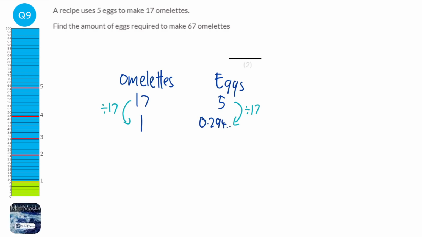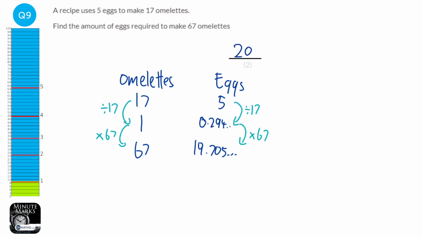Next we want to see how many for 67 omelettes. To get to 67 from 1, we times by 67, so we do that to the amount of eggs, and we get 19.705 and so on. Now you can't get 0.705 of an egg. We always round with eggs, and we always round upwards, because if you need 19.7, 19 won't be enough, so we need to pick 20 eggs.